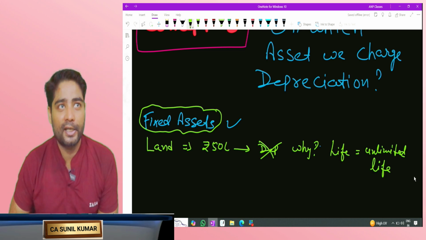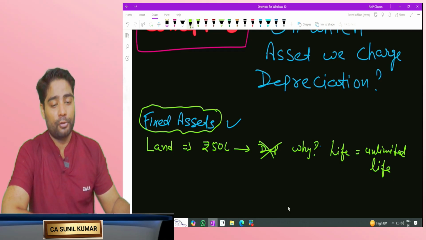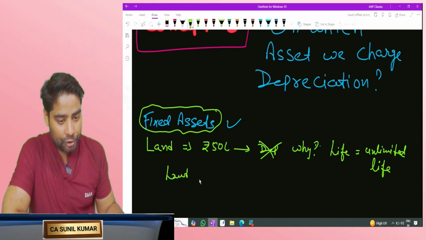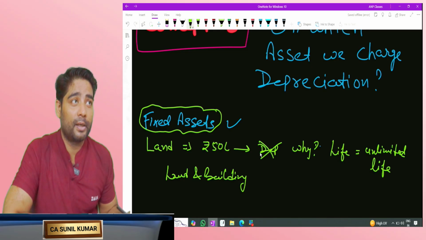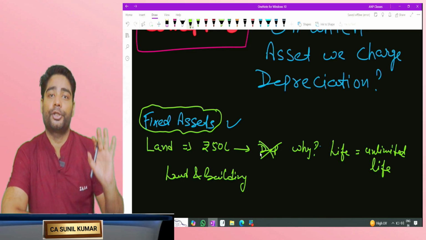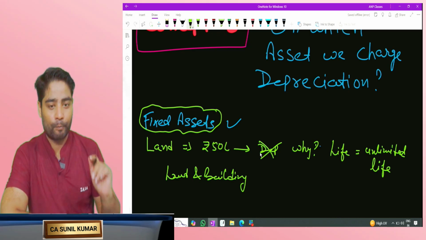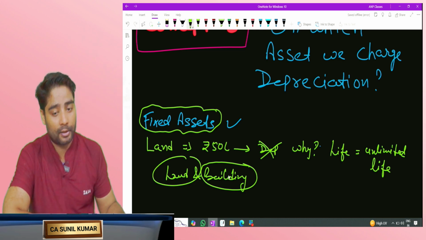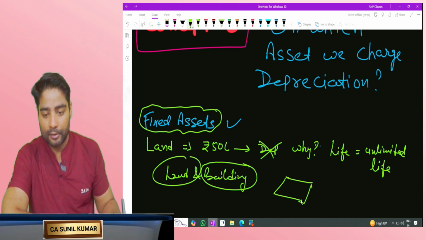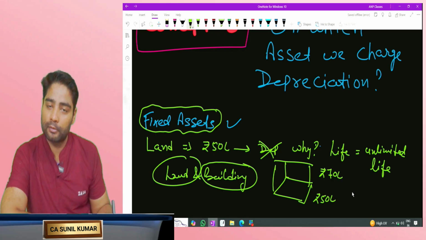But sir, our teacher said, and we learned in 11th class and other classes, that we charge depreciation on land and building. One question we have remembered said to charge depreciation 10% on land and building. So sir, have we charged depreciation on land and building? No, you charge depreciation on the building part, not on the land part. For example, I have a land of rupees 50 lakh. I constructed a building on it for rupees 70 lakh.